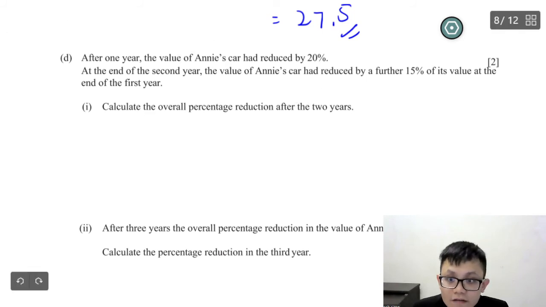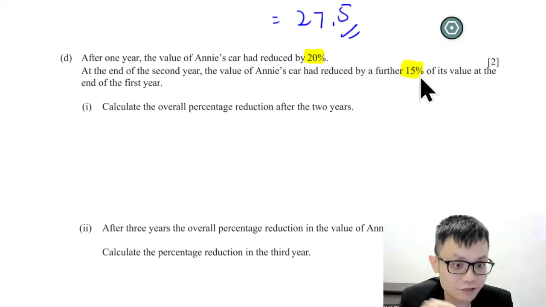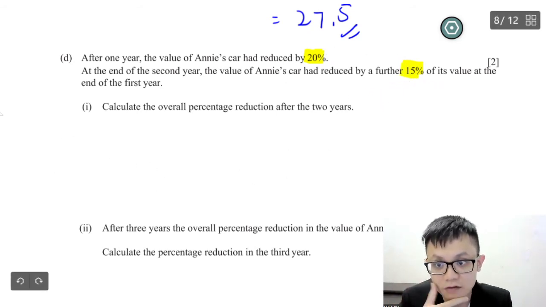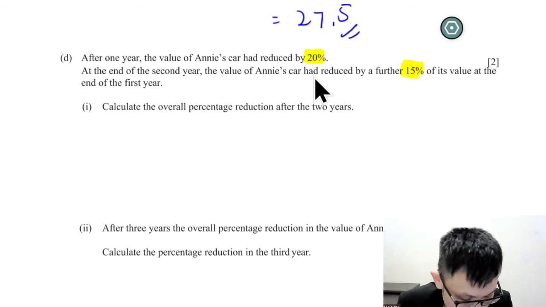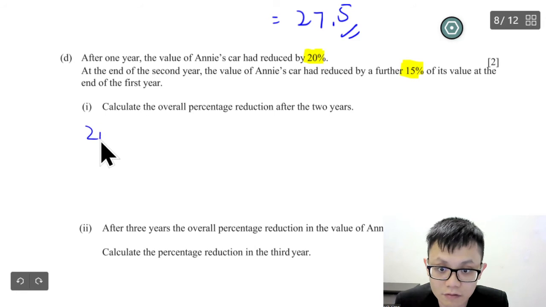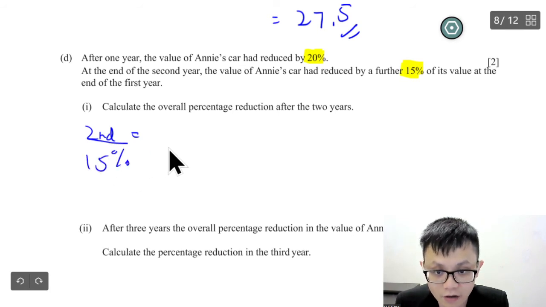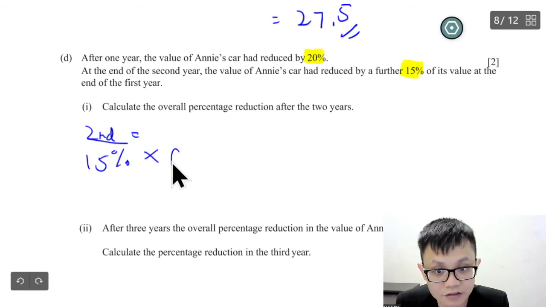Okay, so this one we know that for the first year already 20. The second year is 15, but I cannot use 20 plus 15, right? So the answer is 35? No, because this 15 is not the original amount. This 15% is the second year amount. So we need to use the second year amount plus the first year amount. So the second year amount of reduction is actually 15% of the original amount, which is, let's put it like 0.8, correct or not?